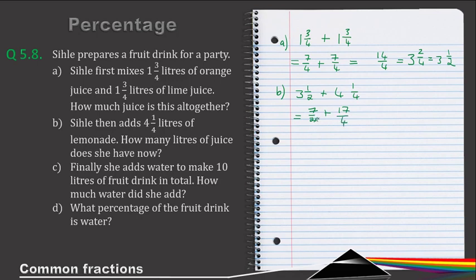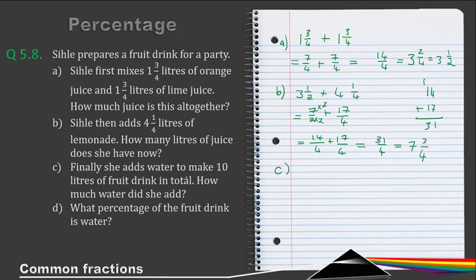When we add these, we have to get the same denominators. So this is then 14 over 4 plus 17 over 4. So what is 14 plus 17? That's 31, so that's 31 over 4. And then 4 goes into 31 7 times, and 3 over 4 is left.